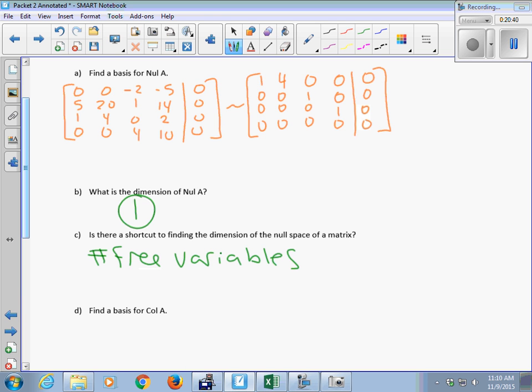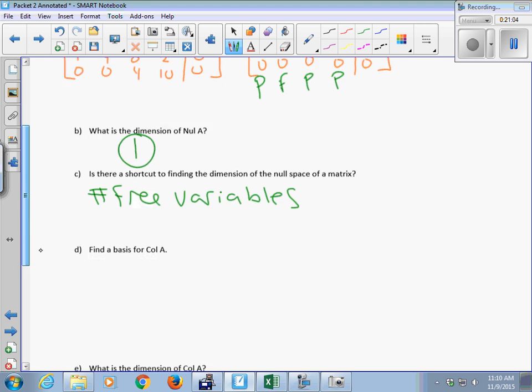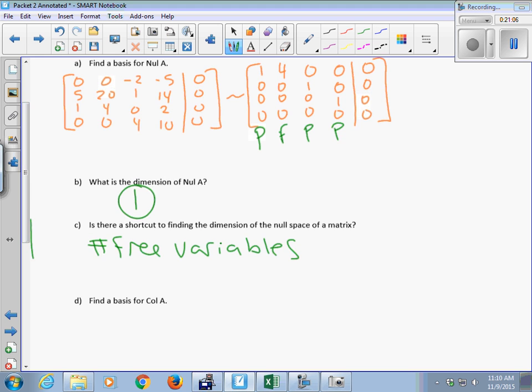All right, to find a basis for the column space of A. Remember, we learned this last class. It's the pivot columns of A. So you have to do the row reducing to identify the pivot columns. Pivot, free, pivot, pivot. But then the basis for the column space are the corresponding columns from the original matrix, those columns corresponding to the pivots. So we're going to have 0, 5, 1, 0.